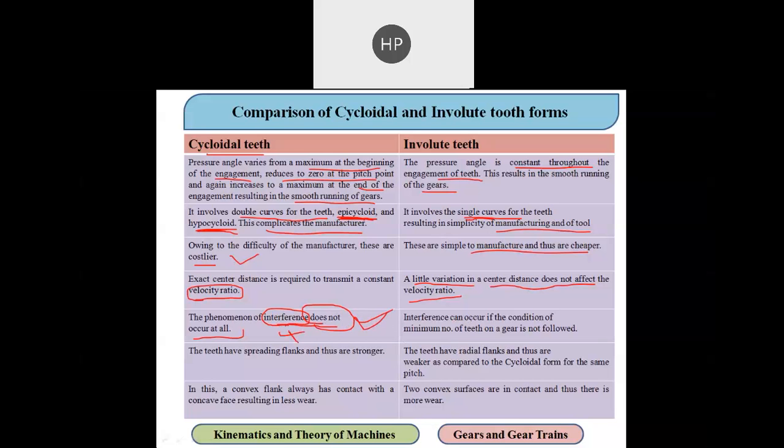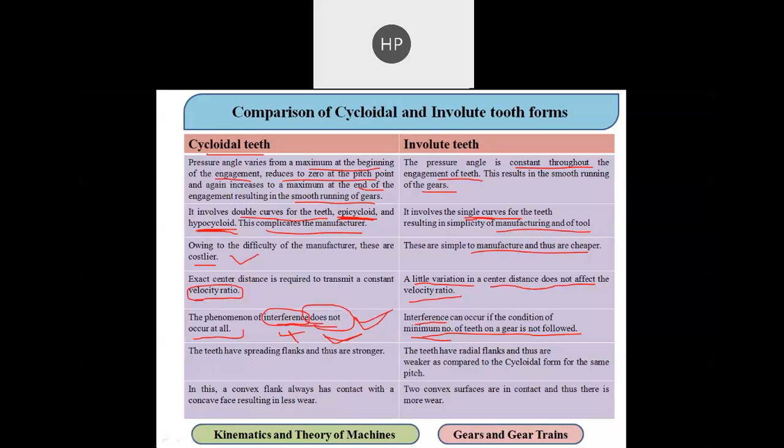While in involute, interference can occur if the condition of minimum number of teeth on a gear is not followed. Okay, so there will be a chance of interference, but we can avoid that interference by considering the minimum number of teeth on the gear. While in the cycloidal tooth this does not occur at all. So this is the advantage of cycloidal tooth as compared to involute tooth.